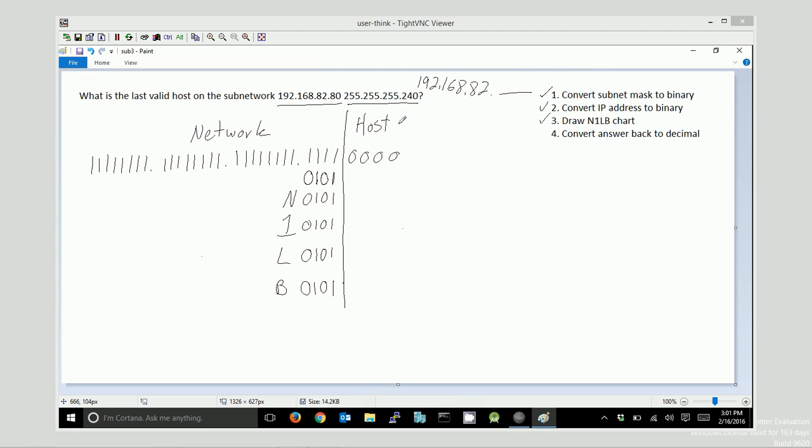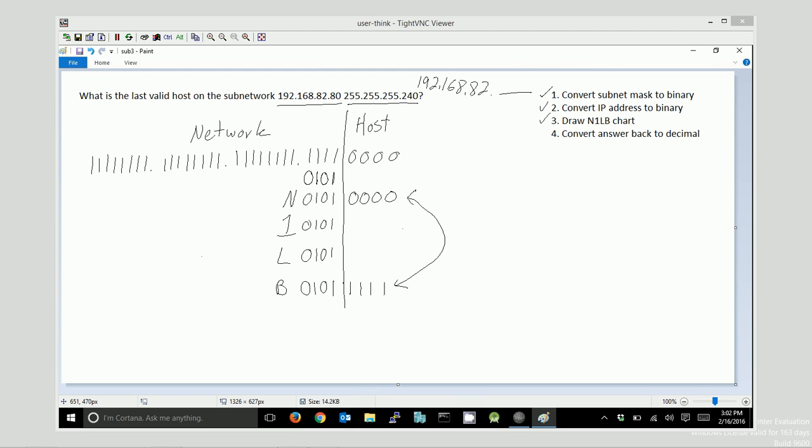And then the host portion is the part that gets changed up. The network ID always represents the smallest possible number in the host portion of the address. The smallest possible number I can make is all zeros. The broadcast address is always the largest possible number I can make in the host portion of the address. So it's all ones. These are my bookends, the start of my network and the end of my network in binary.